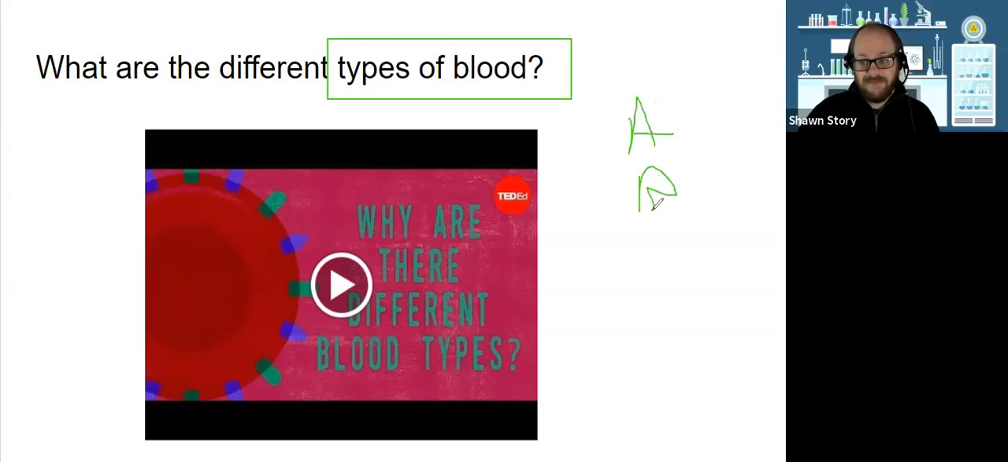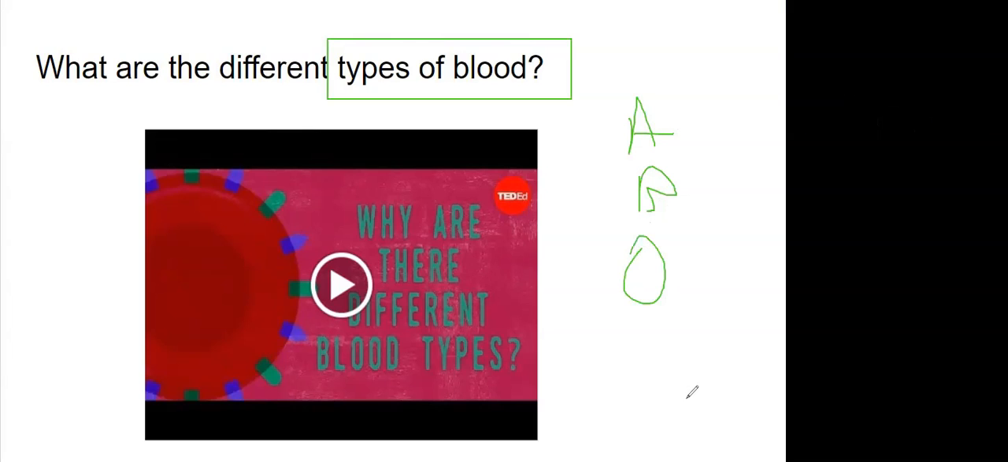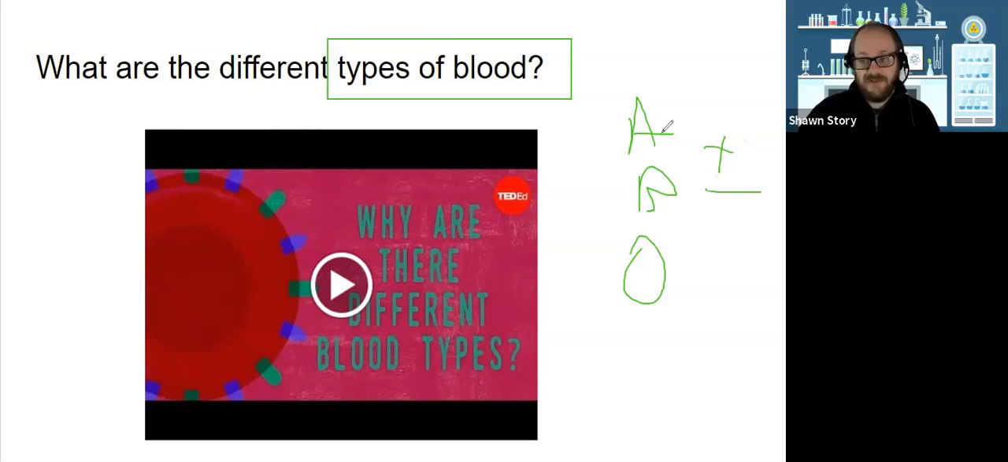There's A's, B's, O's, positives and negatives. All right, we have positives and negatives. So someone can be A positive or A negative, B positive, B negative, and O positive, O negative. Anything else? Yeah. There's one more we're missing.